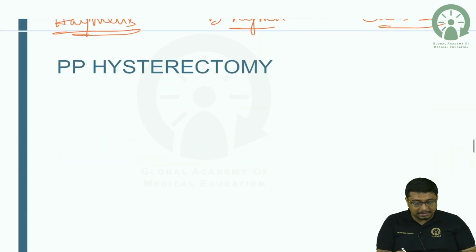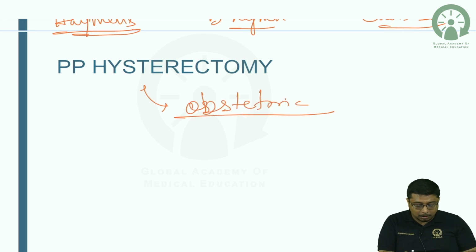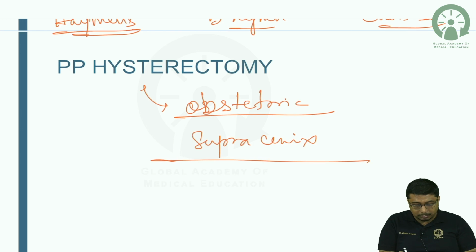If everything fails, we have to do a postpartum hysterectomy, which is also known as the obstetric hysterectomy or supracervical hysterectomy, because the cervix is not dissected and removed, only the corpus of the uterus is removed. So it is also known as subtotal hysterectomy.